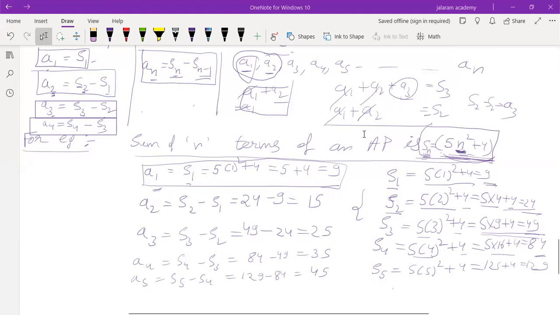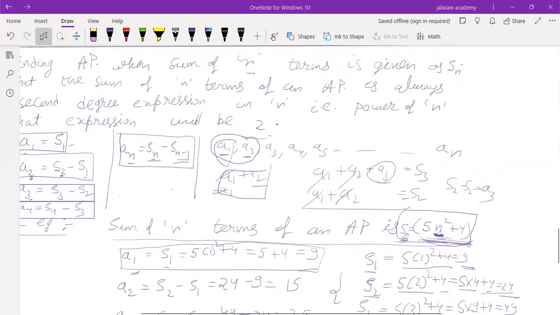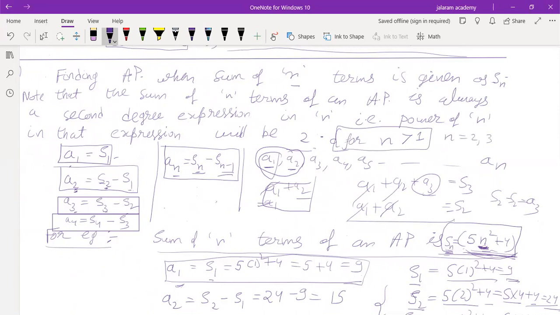Means we should modify the rule slightly: the sum of n terms of an AP is a second degree expression in n. That is, the power of n in that expression will be 2, for n greater than 1 only. N strictly greater than 1. N belongs to natural numbers, meaning n equals 2, 3, 4 for this only. Is that clear to you, everyone?